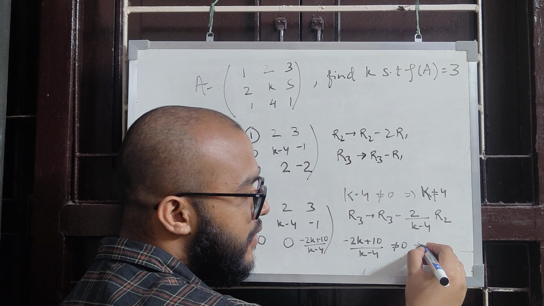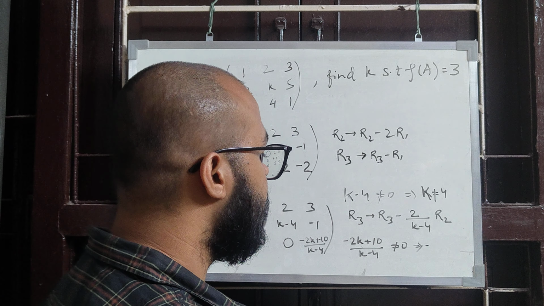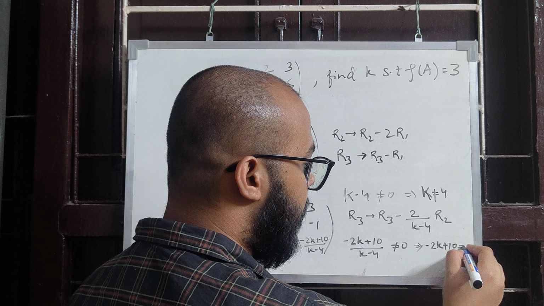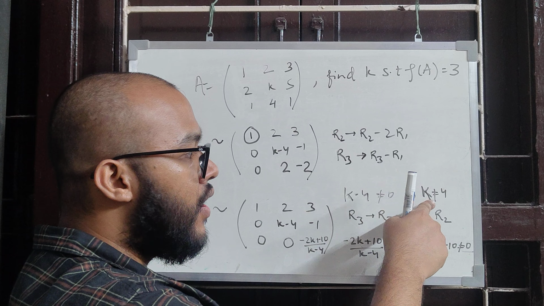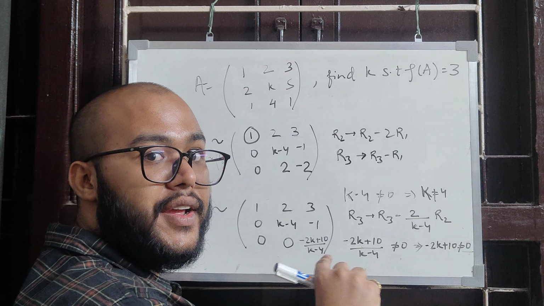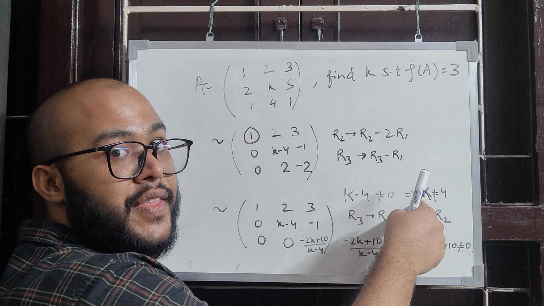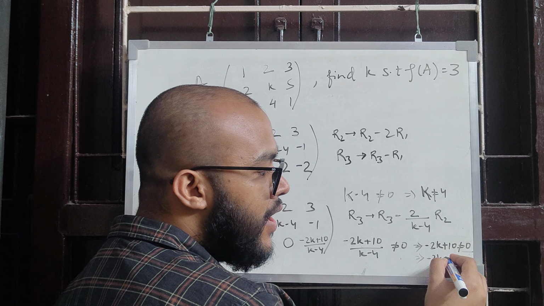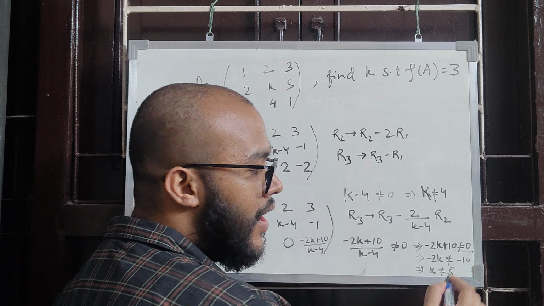What does this mean? This means minus 2k plus 10 can't be 0, because k can't be 4, so the denominator is already non-zero. The numerator can't be 0 because the denominator is already non-zero, and we have taken that condition already. So what will happen here? Minus 2k can't be minus 10. This implies k can't be 5.